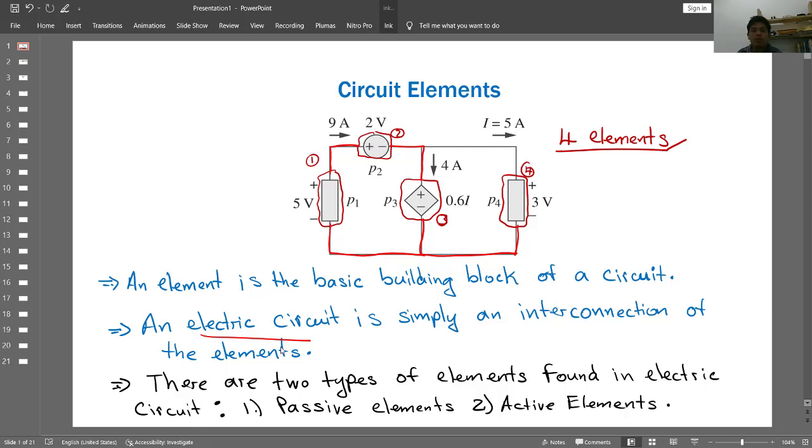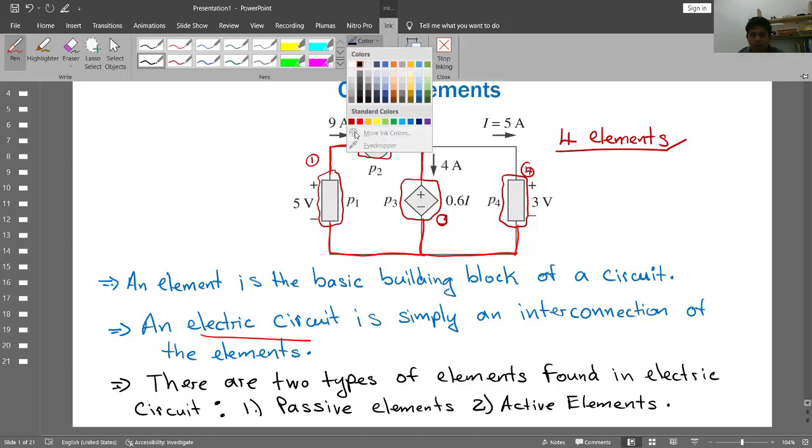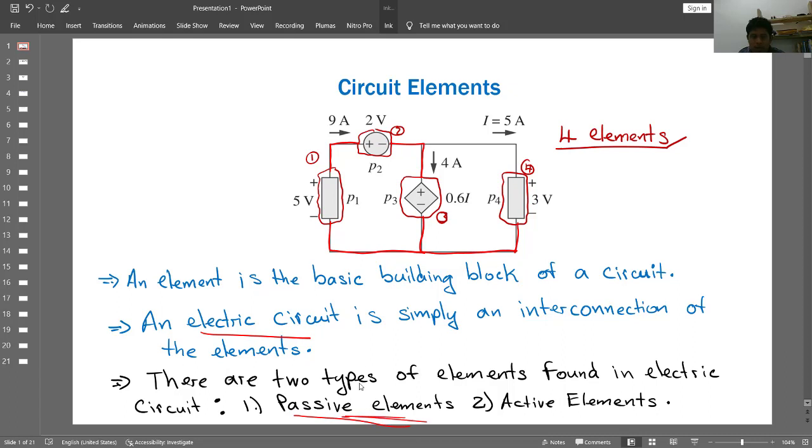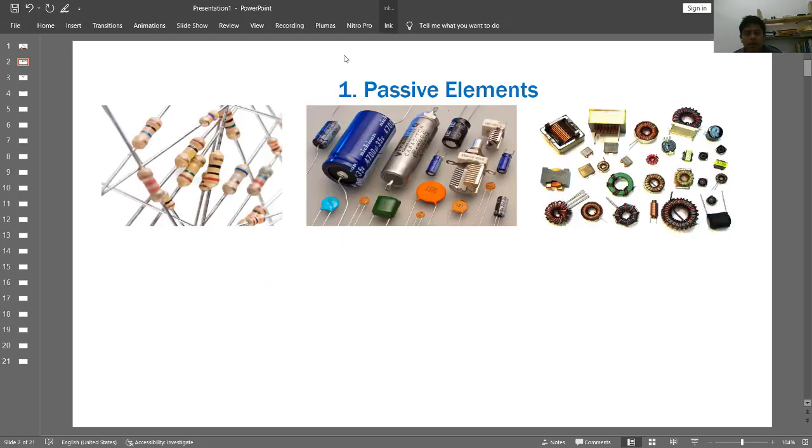Okay, so let's now study each of them individually and go a little bit further. What are these elements? Okay, the passive and the active. So let's change the slide. Okay, let's study the passive elements. We have here some examples of passive elements.